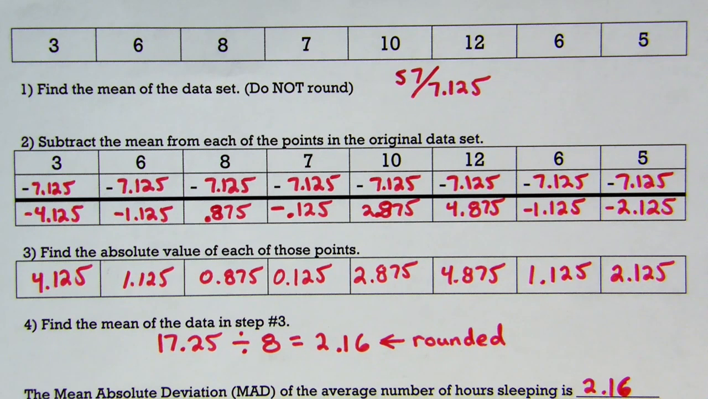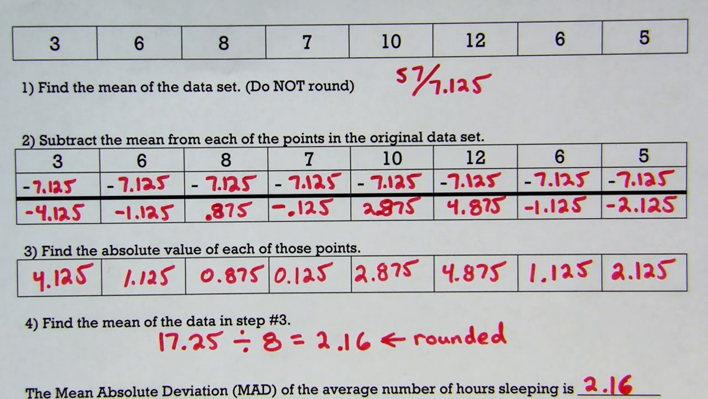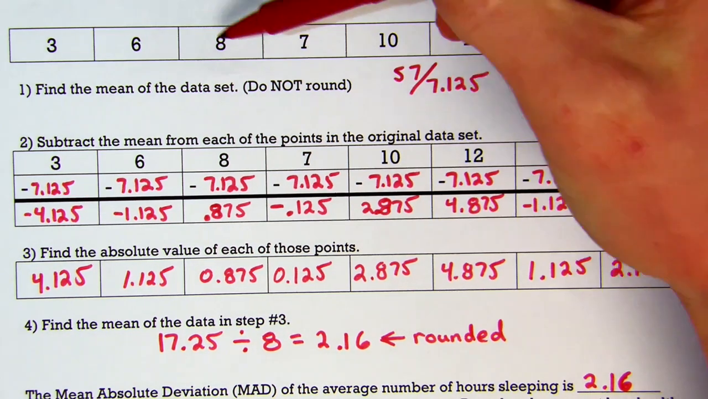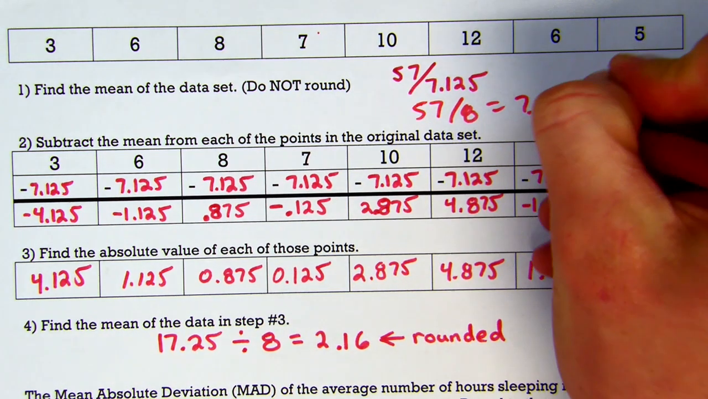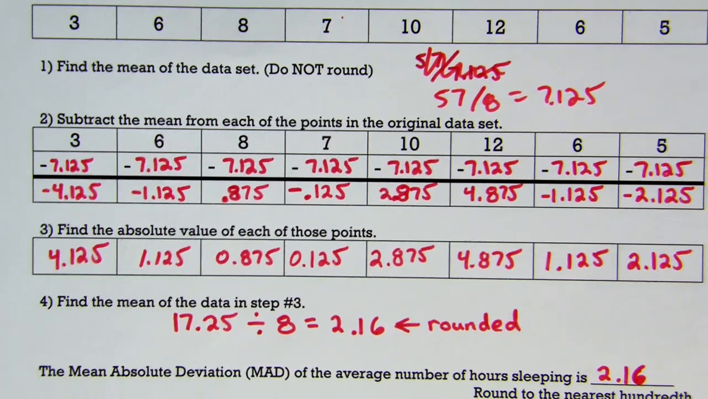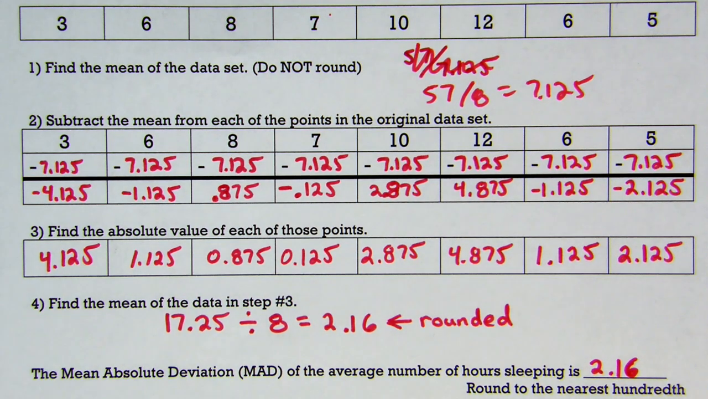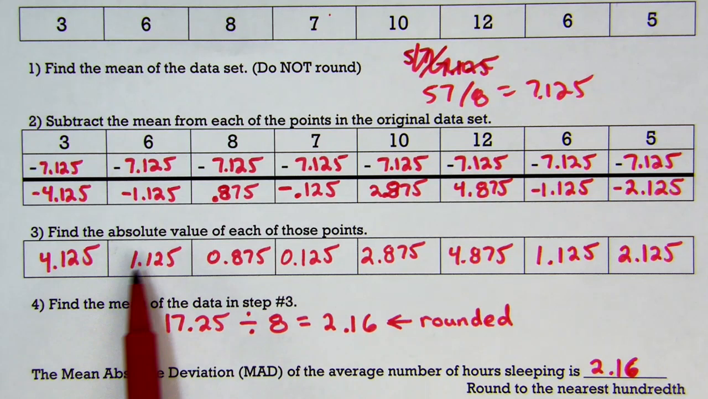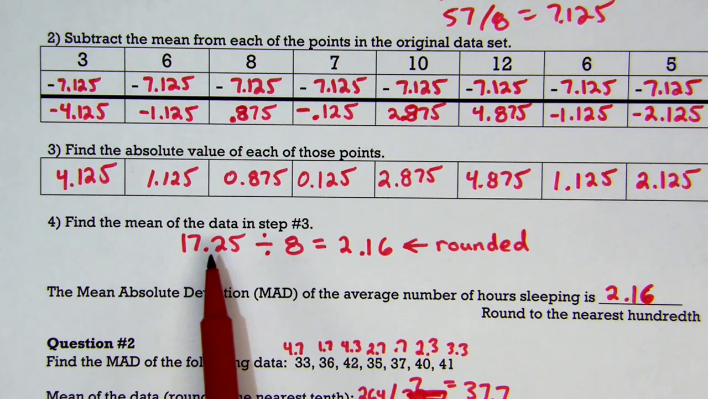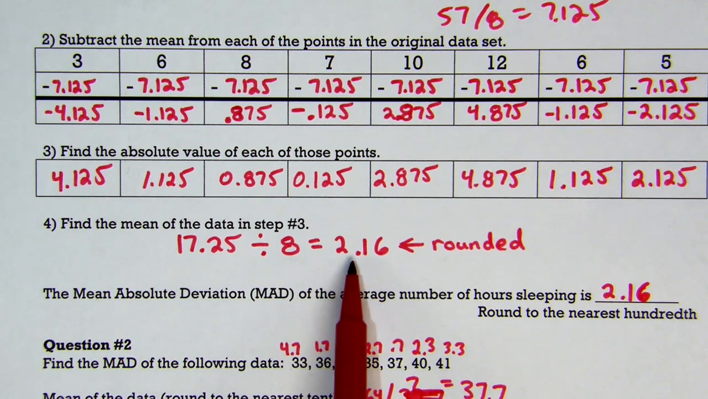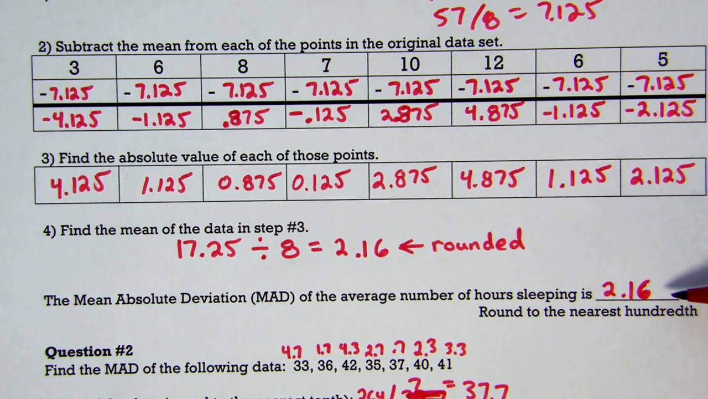Alright, you should have gotten that the mean of the data points is, 1, 2, 3, 4, 5, 6, 7, 8 data points, 57 divided by 8 is equal to 7.125. Then you're going to take that 7.125, and we're not rounding it, and we're subtracting it from our data points. Your absolute values should be 4.125, 1.125, 0.87, 0.125, and so on. When you add all those differences up, you should get 17.25 divided by 8, and you should get 2.16 for your rounded MAD.